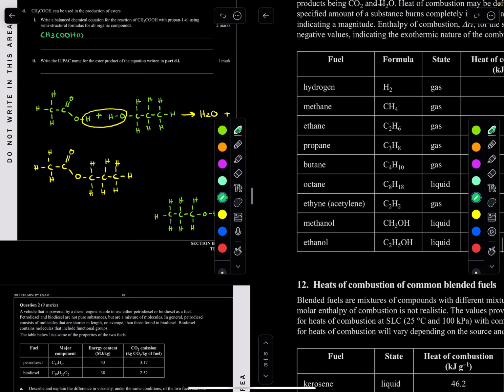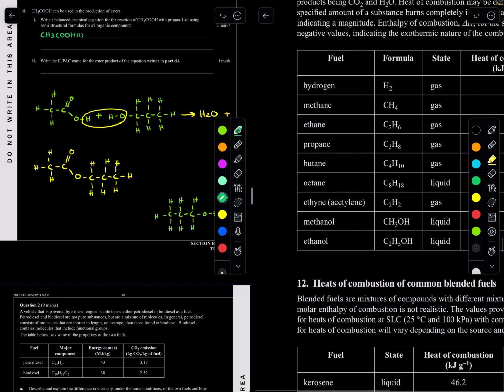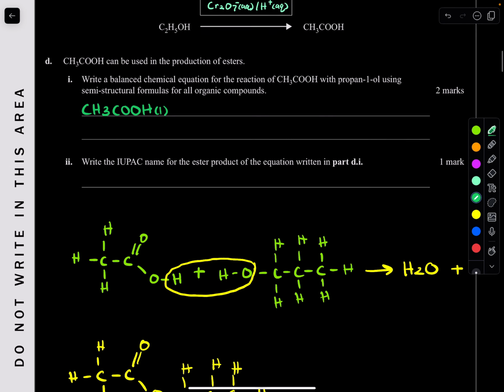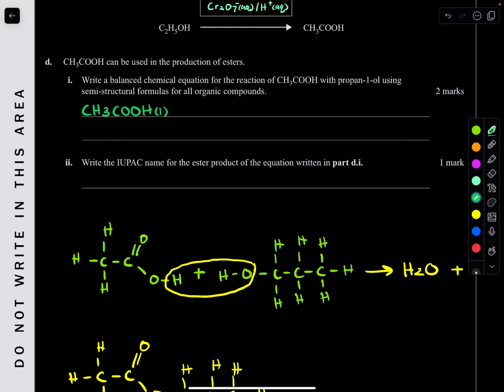If you look over here, as you can see, ethanol, this part here, well, it's ethanoic acid actually, but already ethanol, propanol, these are all in liquid states, because they're not gases. So I know for a fact it has to be in its liquid state.